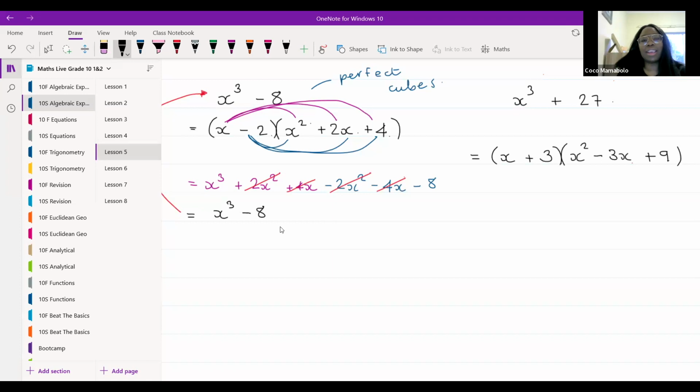All right. Here's another example I want you guys to try. X cubed minus 64. I'm going to give you guys a few minutes. I'm going to give you 2 minutes. Okay, pop your favorite emoji in the chat when you're ready.